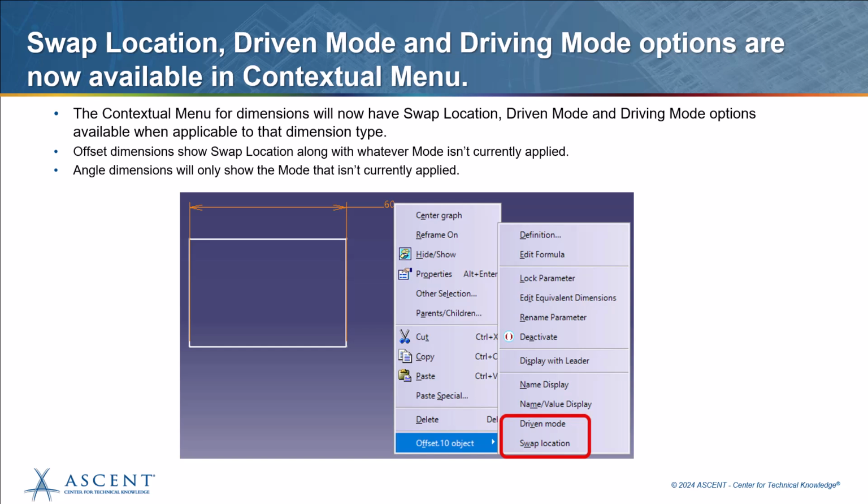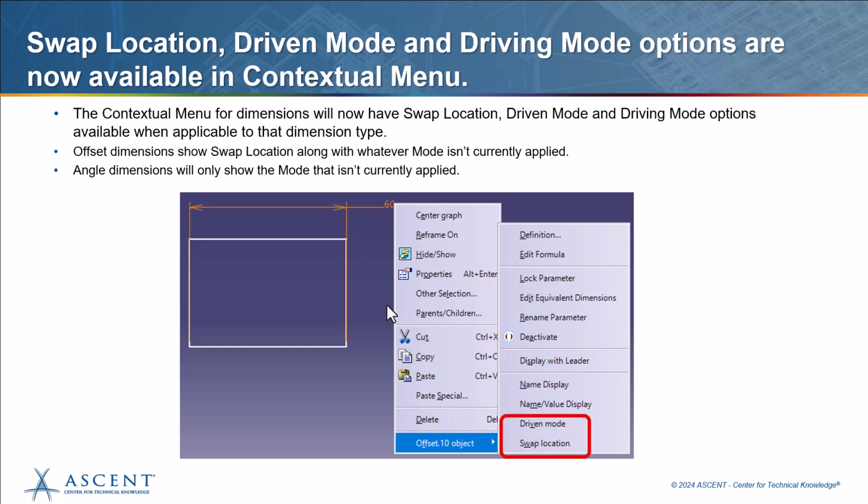Another new option available to us in CATIA V5 2024 is the swap location, driven mode, and driving mode options that are available to us in a dimension's contextual menu. So if you have a dimension in a sketch, in this case, we have a dimension of 60, an offset dimension between these two lines. It's been placed. You can right-click on it, go to whatever the name of it is object, and based on the current state of that dimension, the other states will be available to you.